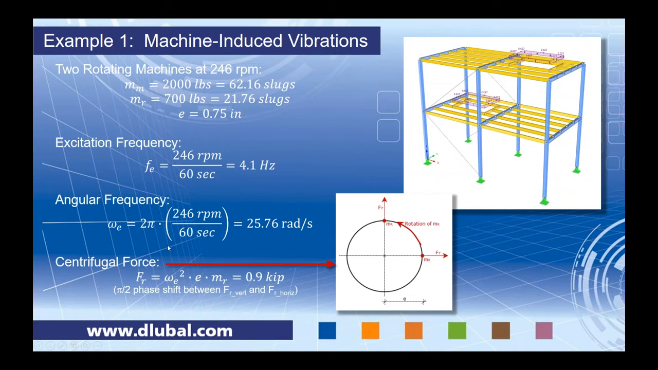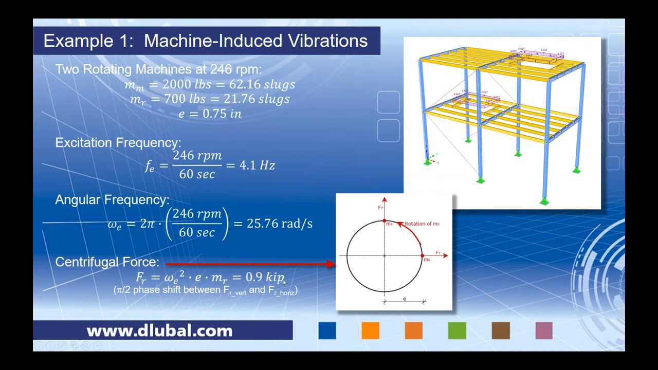force. Now, the force is going to be applied to my structure as a static load because this is what's going to tell the program, okay, this is the location that my excitation is going to take place that I'll eventually apply to my time history analysis. But we first need to convert these frequencies to an actual force. This is done just by taking the angular frequency, squaring it, multiplying by the eccentricity, which was 0.75 inches, times the mass of the rotors, which eventually gives us 0.9 kips.